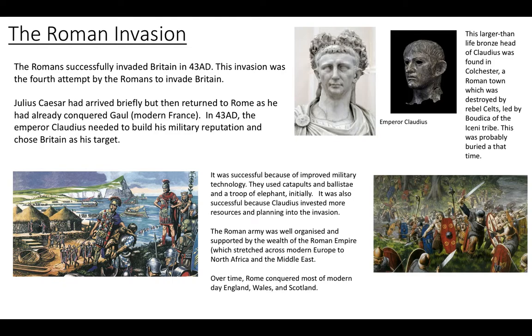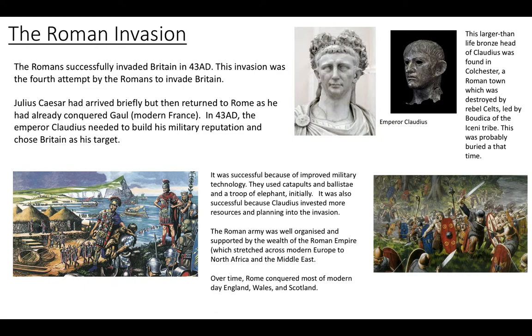In 43 AD, the Emperor Claudius needed to build his military reputation, and he chose Britain as his target. So why did Claudius want to come into Britain? Because he wanted to build a reputation. He wanted to look good. He wanted people to remember him as a great warrior. It was successful because of improved military technology.